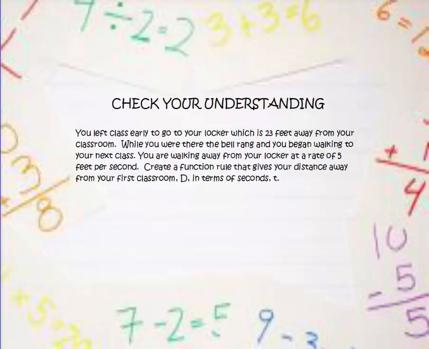Don't forget, we start at a different spot. We're not starting at the classroom, okay? And we want to create a function rule, d in terms of t. In other words, something that looks like this: D of t equals something. And the t would be over here in this something somewhere. All right? Go ahead. You try this.